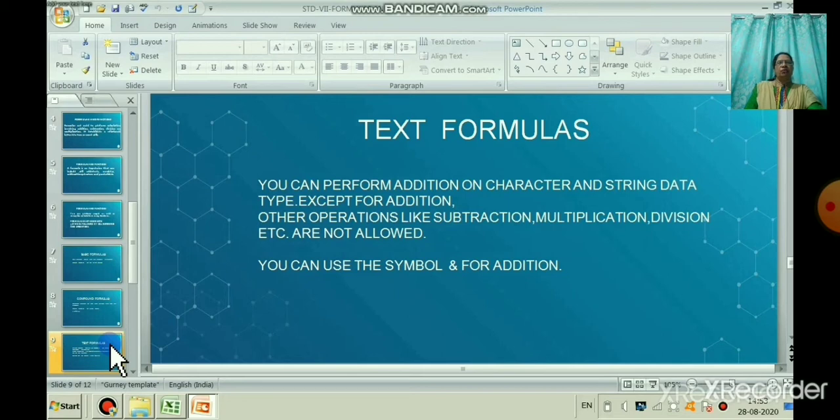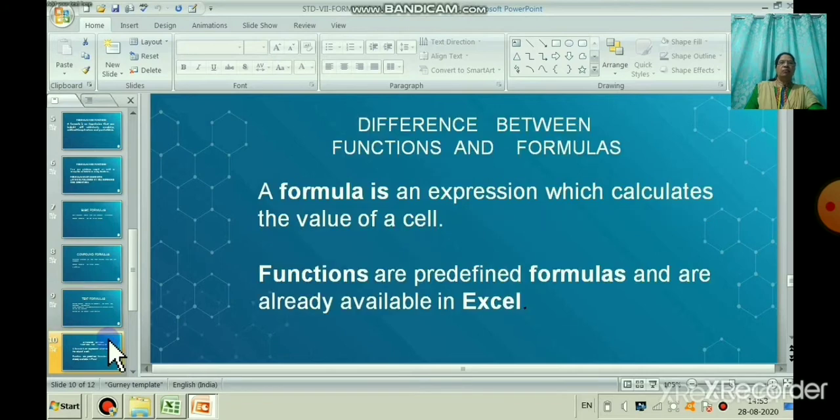In text formulas, you can perform addition on characters and string data type, except for addition. Okay, so other operations like subtraction, multiplication, divisions etc., you are not allowed in the text, right. So, you can use the and symbol for adding the characters.